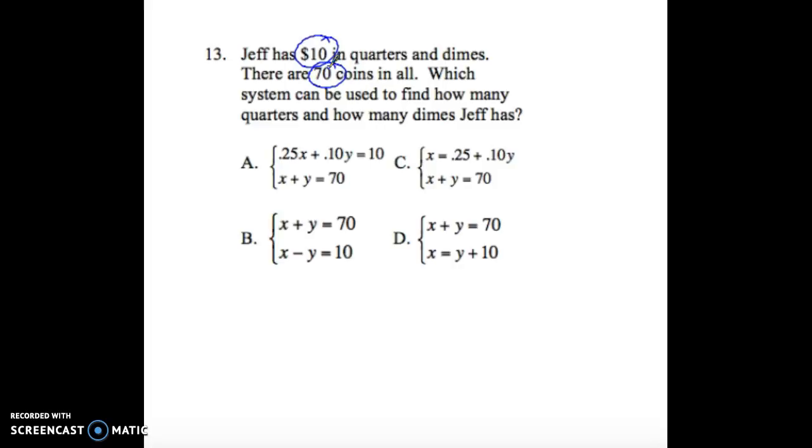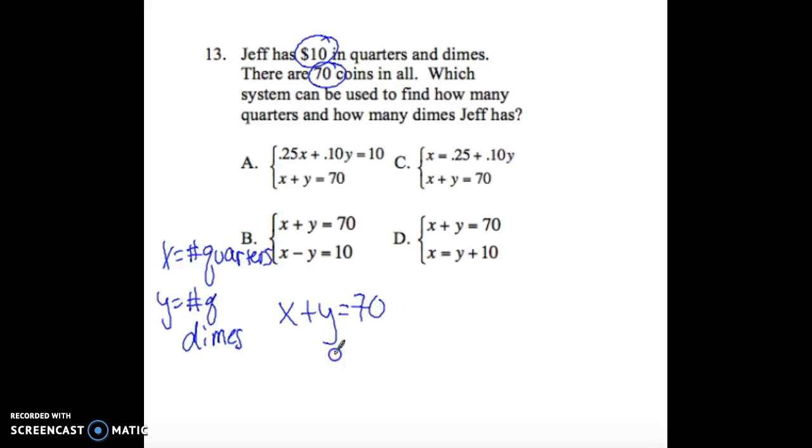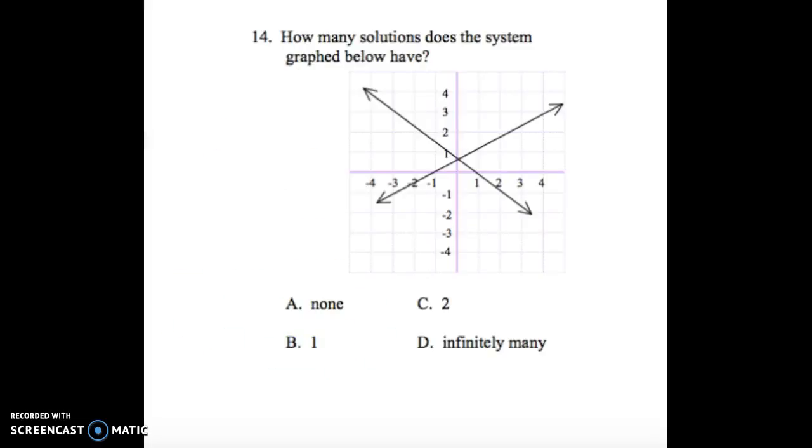Well, if you have 70 coins in all, you have x plus y. If x equals the number of quarters, then y equals the number of dimes. The number of quarters plus the number of dimes equals 70. Then there's a total of $10. So it's 25 cents per quarter plus 10 cents per dime. Then I always write them out and then I look and A matches. How many solutions? Well, they only intersect once, so there's only one solution.